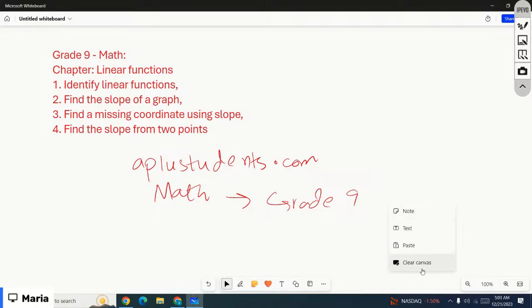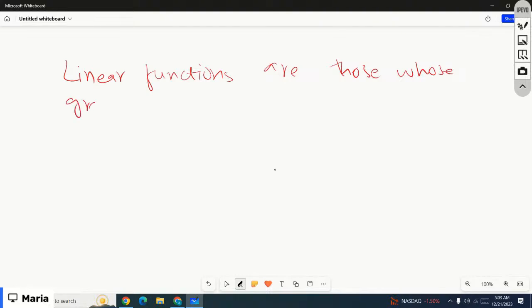So what are the linear functions? What do you know about the linear functions? Linear functions are those line, you can just relate linear to line, right? So linear functions are those functions whose graph is a straight line, right?